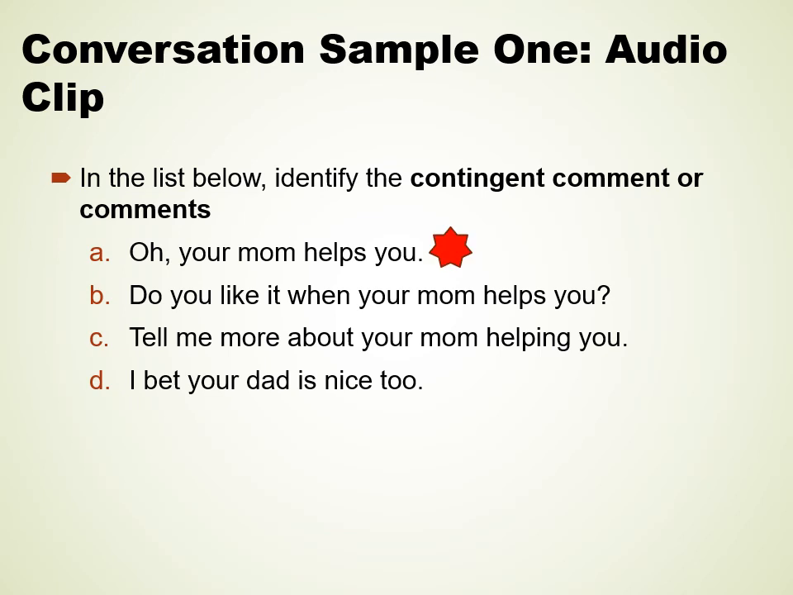B, do you like it when your mom helps you? It does continue the topic, but that's a yes-no question, and it's likely just to elicit a yes or a no. It would be better to reword this question as something like, I wonder why you like it when your mom helps you. Let's look at C. Tell me more about your mom helping you. That one also earns a red star because that one continues a topic the child seems to be excited about. D. I bet your dad is nice too. Well, this topic of dad is still about the family. It really takes the student away from a topic that he seems interested in talking about. So it doesn't earn a red star.